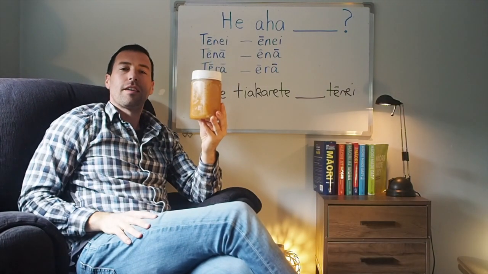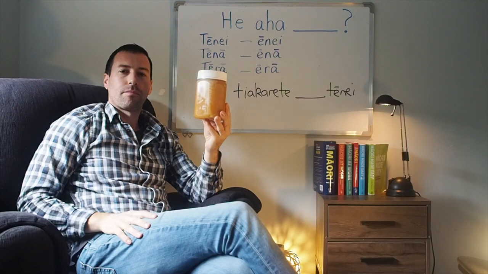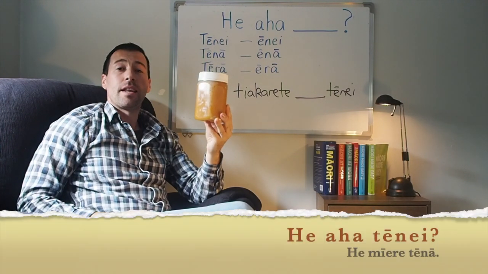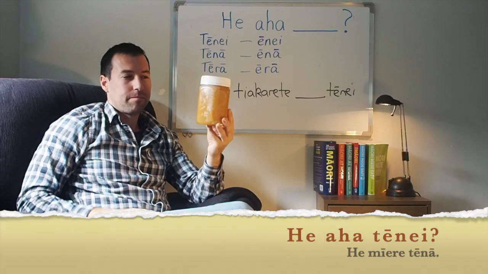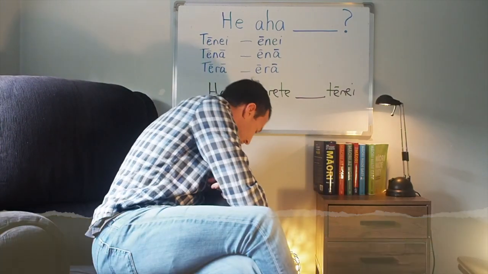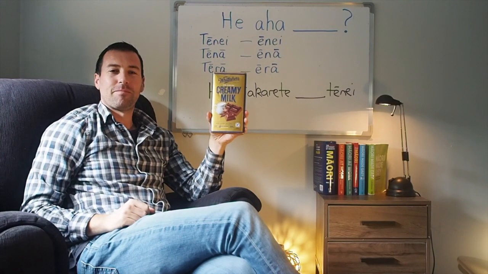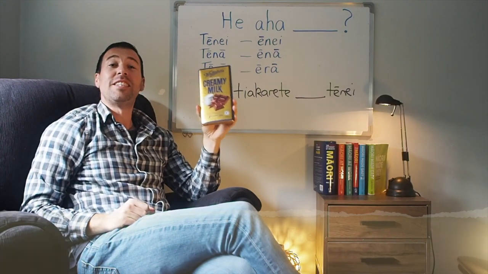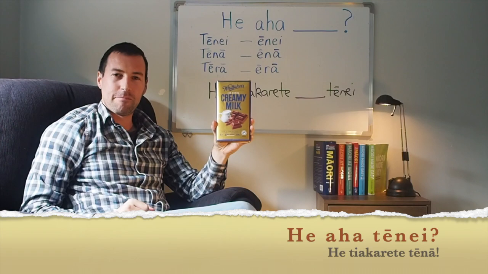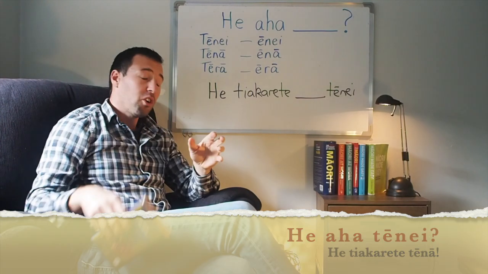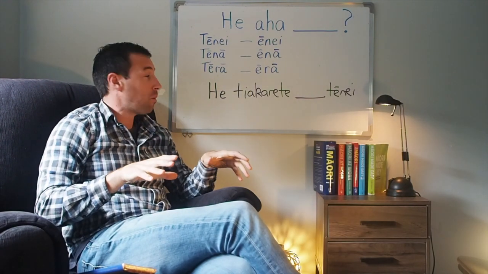He aha tēnei. He miere tēnā. And I've saved the best till last. He aha tēnei. He tiakarete tēnā. Ka pai. We're focused on singular objects.